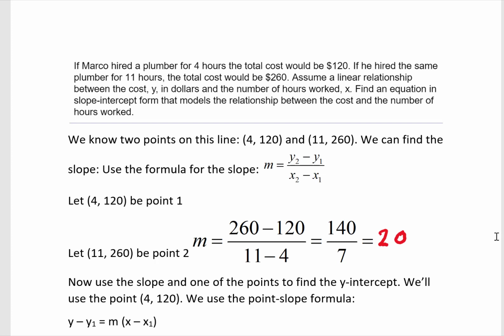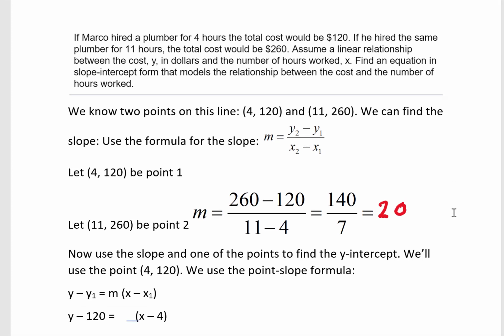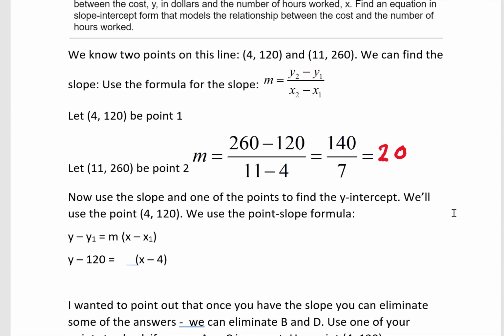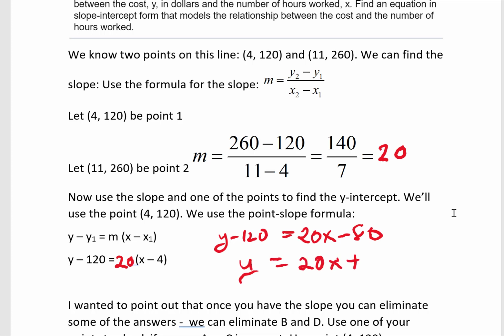Now we can use the slope and one of the points to find the y-intercept, and then we use what's called the point-slope formula. And in that, which is shown here, you take one of the points, y minus y1 equals m, the slope, times x minus x1. And remember the slope that we calculated was 20. And if I go ahead and simplify, I'm going to get y minus 120 equals, and I distribute on the left side, 20x minus 80. And then if I add 120 to both sides, I'm going to get y equals 20x plus 40. So there's the equation of my line.